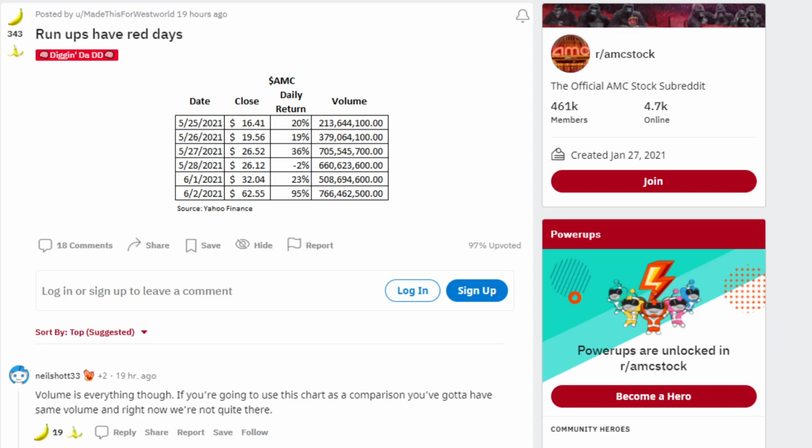And then June 2nd was a day up 95% to 62.55, 766 million in trading volume. Looking at all this trading throughout these few days, billions of shares being traded overall.